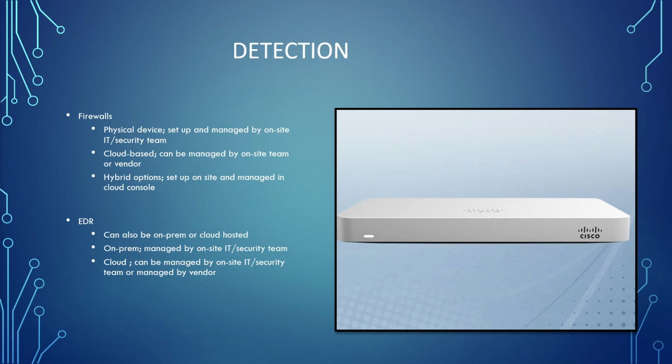The next thing to go into is detection. Two main points of detection are going to be your firewalls and your EDR software. With your firewalls, you can have them set up again on-prem or in the cloud. On-prem, you can have a physical device set up and managed by your security team on site within your organization. You can also have a cloud-based firewall where you set up the hardware and it's then managed through a web console, whether that might be by your team or the vendor.